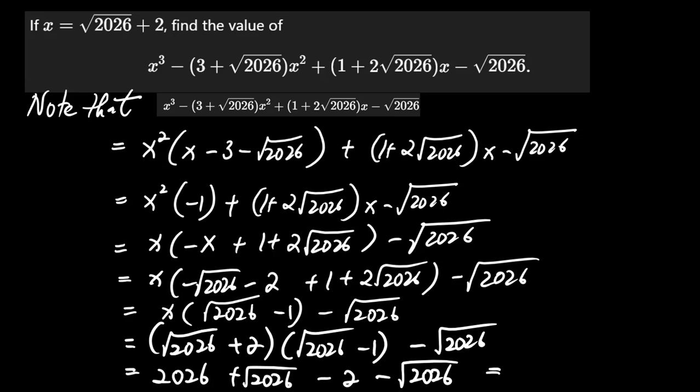Everything cancels out nicely except -2. So the full expression evaluates to 2026 minus 2 equals 2024. Final answer, 2024.